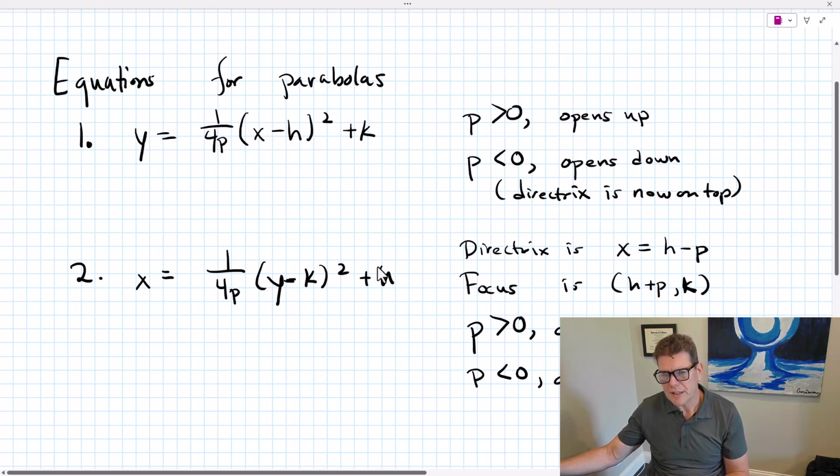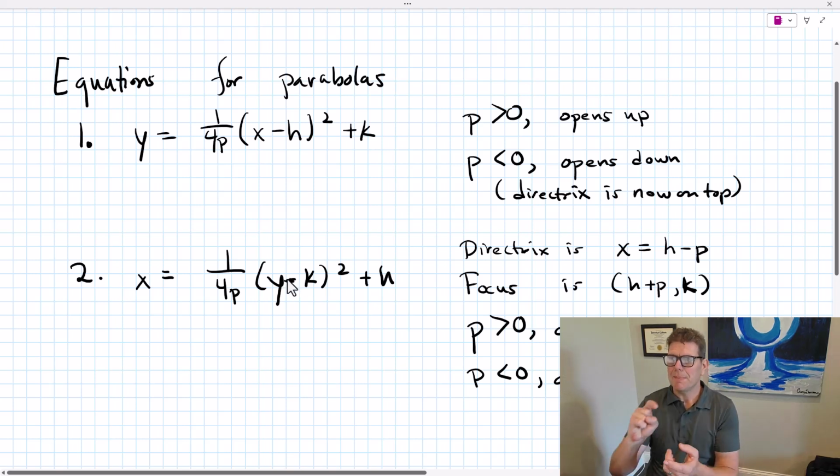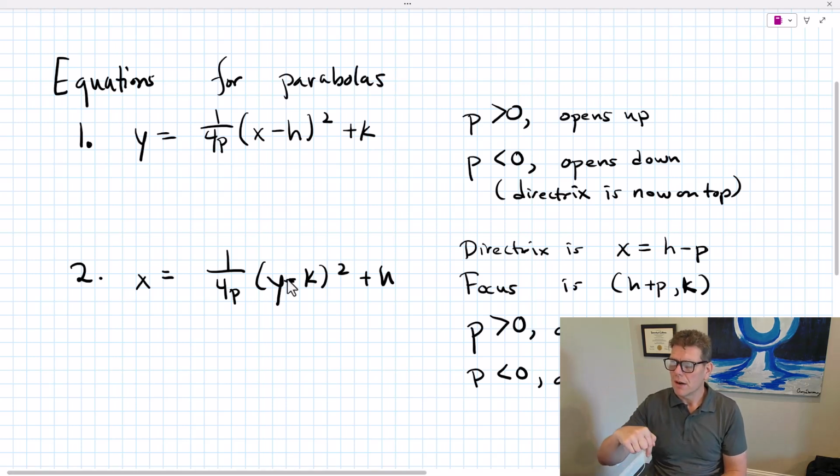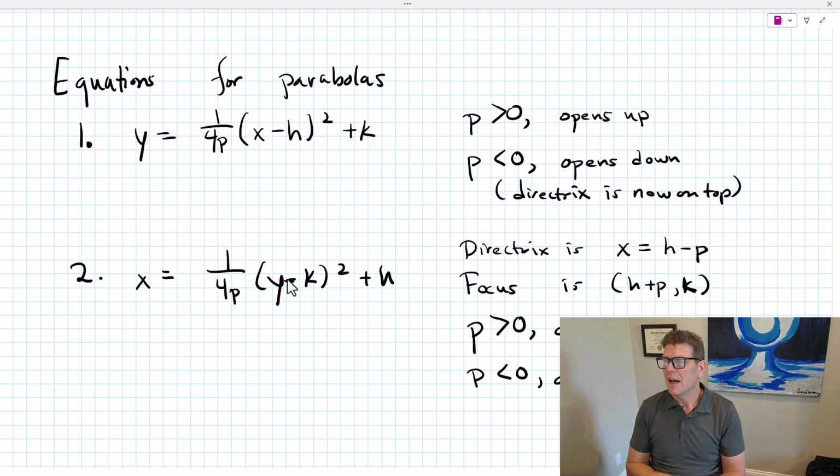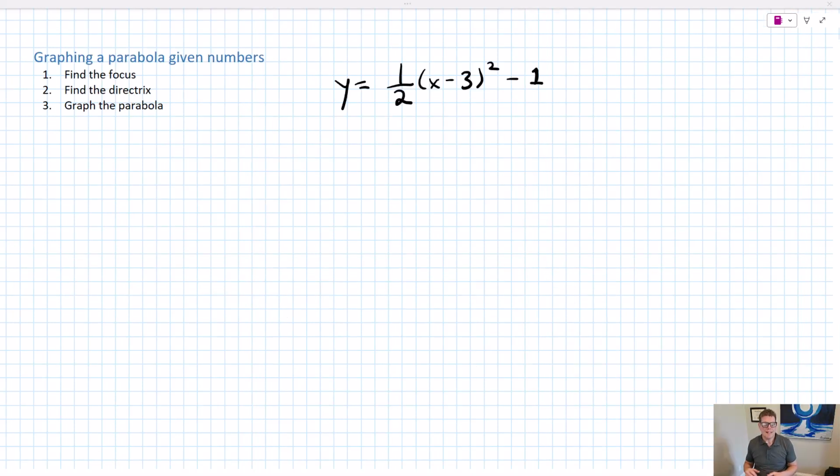One other thing to notice is now we're going to be plus h and a minus k, and that's because, remember that k is the y value for the vertex, and h is the x value, and so when we switch x and y, we're going to end up getting the switch in terms of our vertex as well. Now, let's actually graph a parabola given the equation for the parabola in standard form.